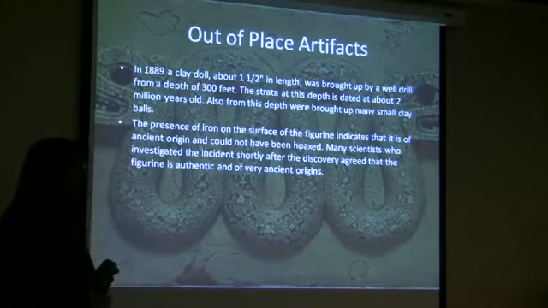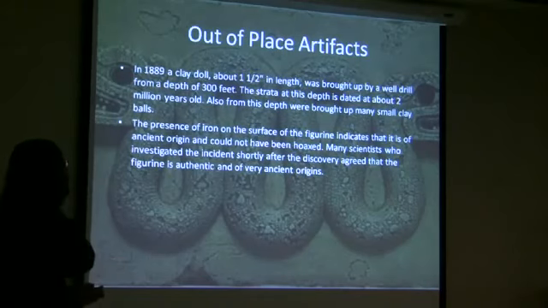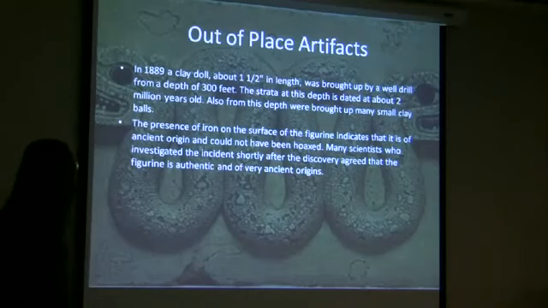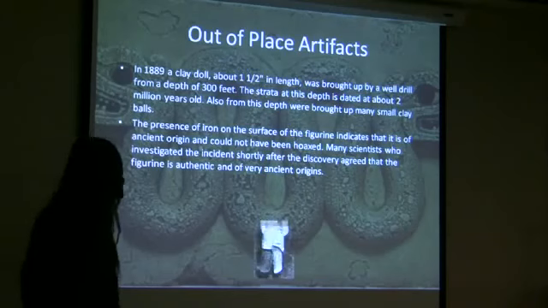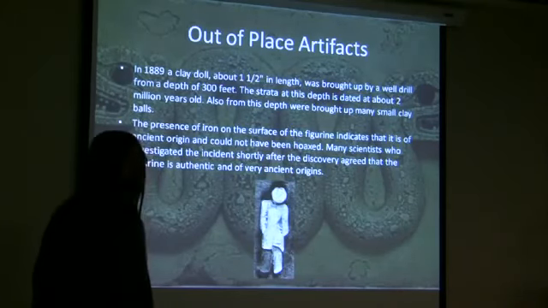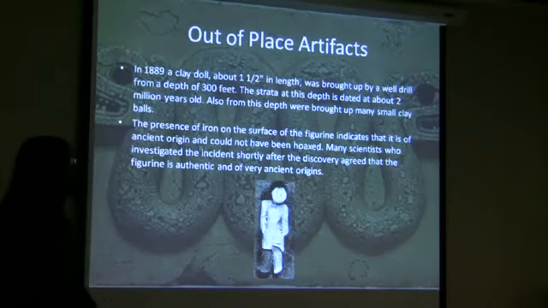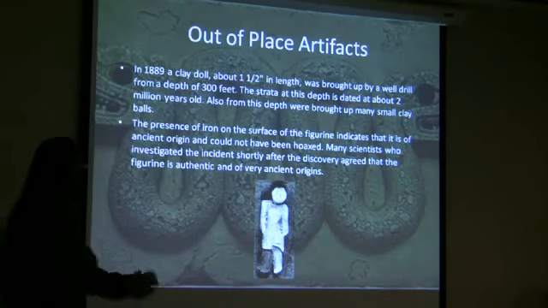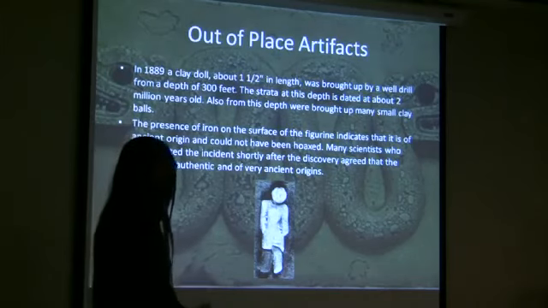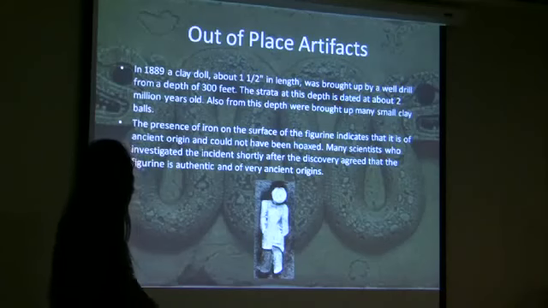The presence of iron on the surface of the figurine indicates that it had to be really old and could not have been hoaxed, could not have been forged. Many scientists who investigated the incident agreed that the figure is authentic and is really old, and there it is right there. Okay, the question that no one can solve is what was it doing 300 feet below the surface in an area that we can date to about 200 million years old. Okay, because remember, we should have been doing these things about 6,000 to 10,000 years ago. No, it's 2 million years ago.